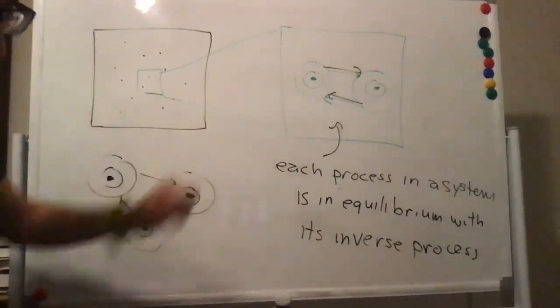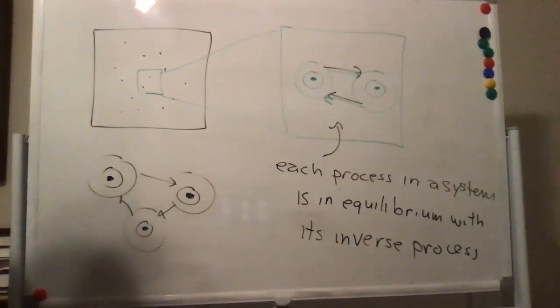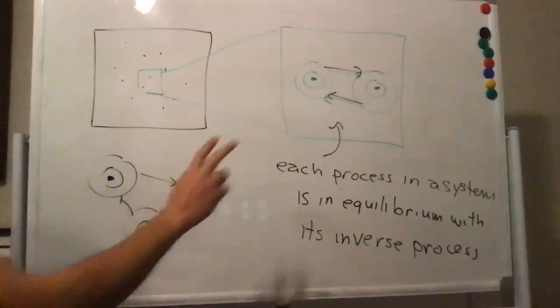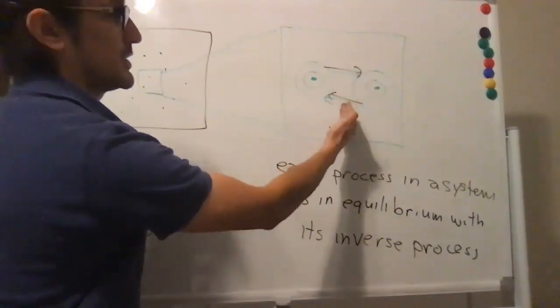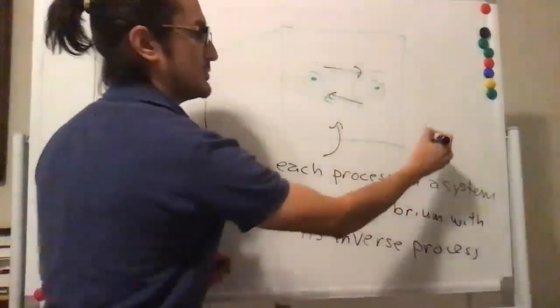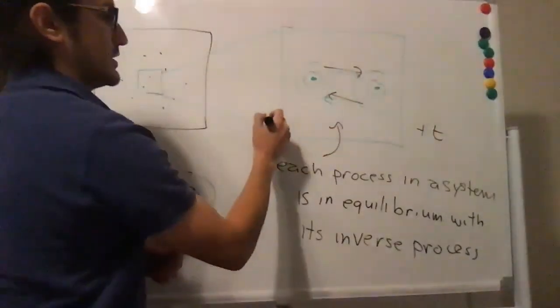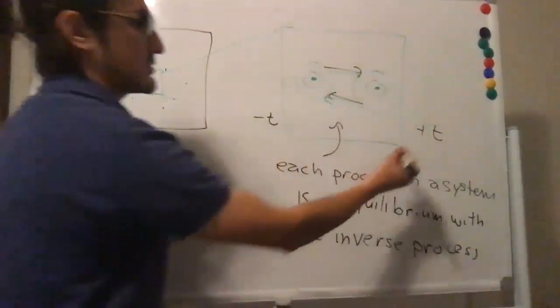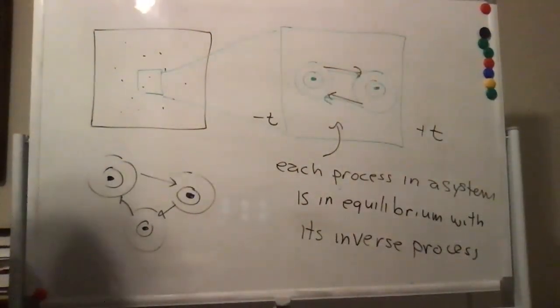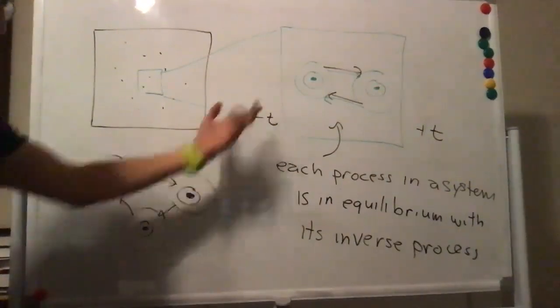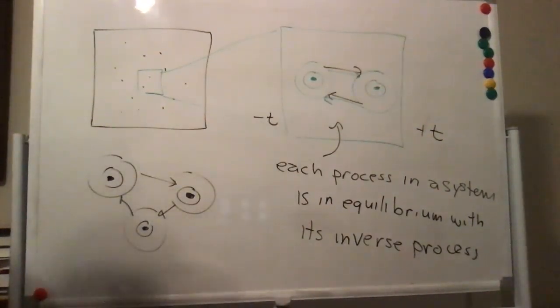And this is the same that I guess you guys discussed in one of the forums about the reversibility of physics, right? So if you only have these, then you can play the tape in the forward direction, so plus time, or in the backward direction, so negative time, and the physics will be the same. Again, this is the time symmetry.